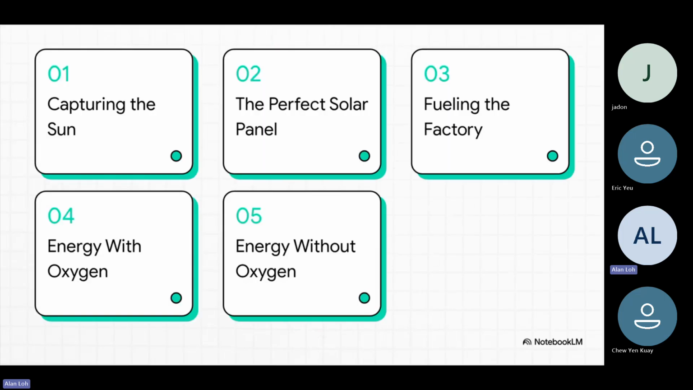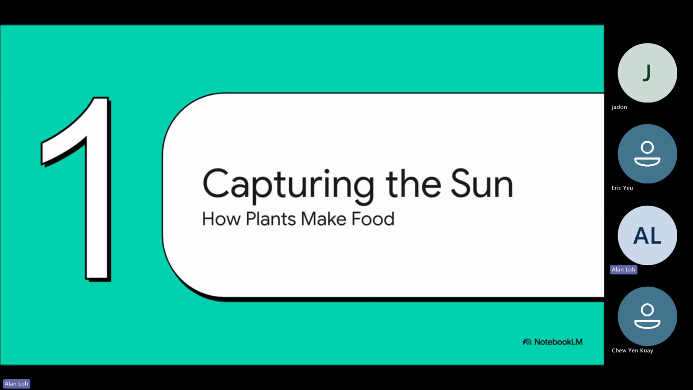So here's our game plan. First, we'll look at how plants pull off this amazing trick of capturing sunlight. Then we'll check out the perfect solar panel, the leaf, and the crucial stuff it needs from the soil. Finally, we're going to see how our own bodies unlock that stored energy, both with every breath we take and in a high-speed emergency mode. All right, let's start at the very beginning.